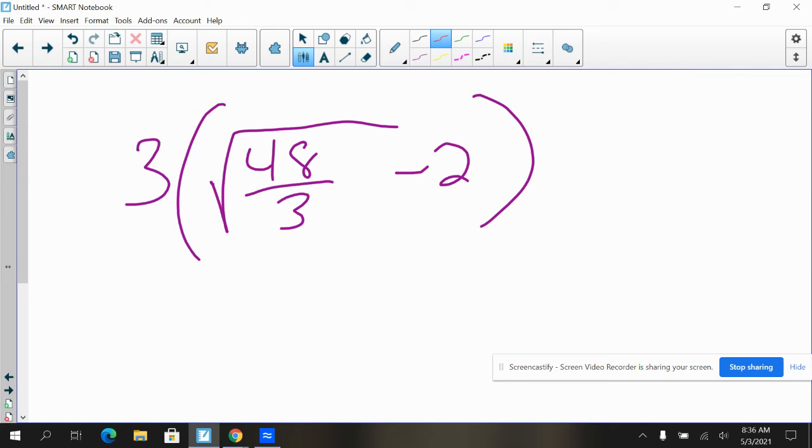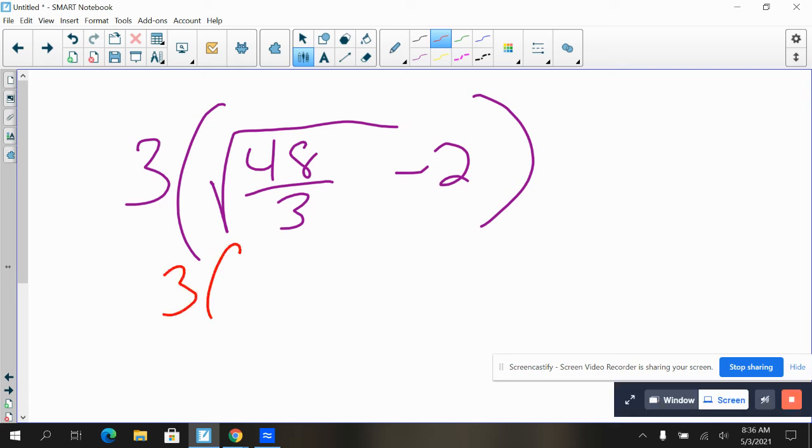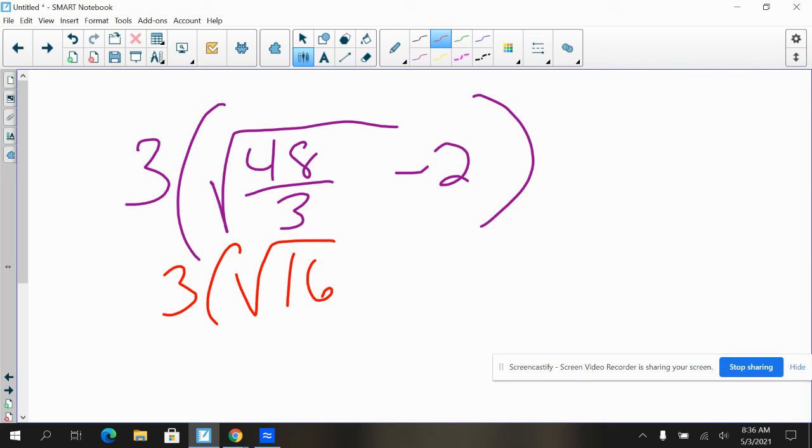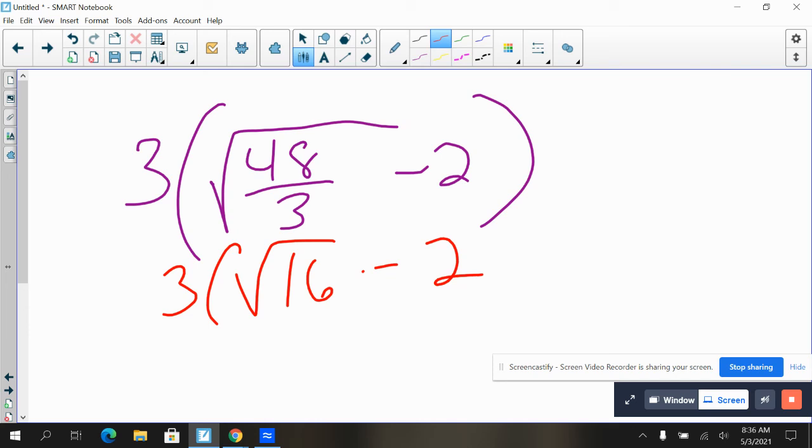The parentheses, right? Got to do parentheses first. We got to follow the order of operations. Okay, what's 48 divided by 3? Anybody know? Okay, so now we have a radical 16 because we solved inside the radical sign. It doesn't go away because we didn't solve everything. We still have a number underneath there.